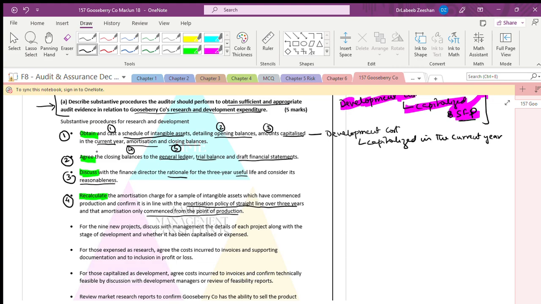Fine. Now, what is the fifth point? For the 9 projects, discuss with the management, for each project along with us, what are the stages.